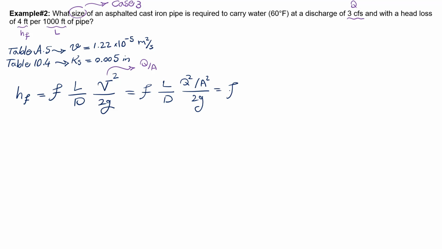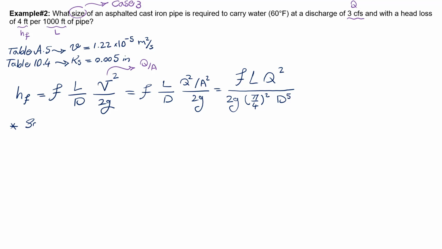And again, I can even simplify it further and write everything together, not in separate fractions. So it would be F, L, Q to the power 2 in the numerator, and 2G, and then area would be pi over 4 to the power 2 times diameter to the power 5. All right, so this is the HF equation.